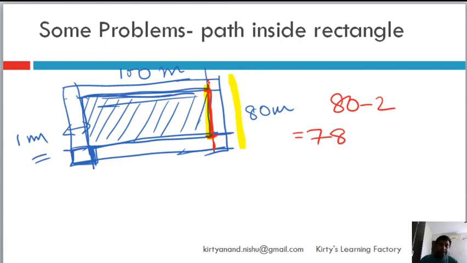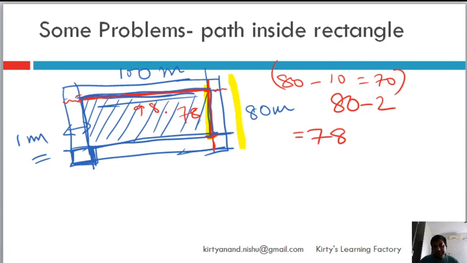Now if the width of the path is 5 meters, then it will be 80 minus 5 here and then 5 here, right? So 80 minus 10, 70. So it depends on the width of the path. Right now we have assumed that width of the path is 1 meter. Now let's say, what is the length of the inside park? Once again same thing, 1 meter we have to reduce from here and then 1 meter from here. So it is 100, so it will become 98. So dimensions of the internal garden will be 98 and 78, right?